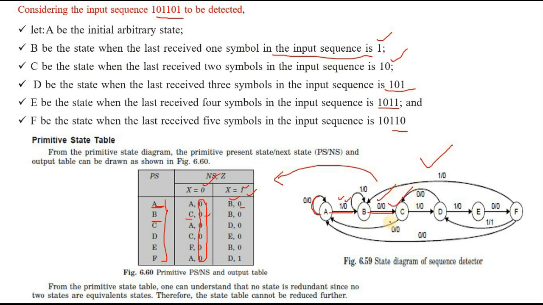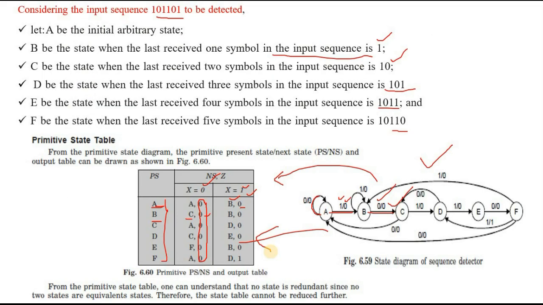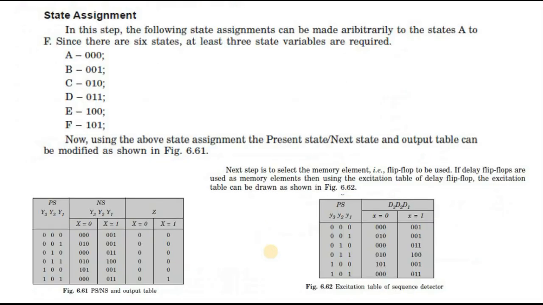I have decoded the entire table from the state diagram. There are no redundant or repeated states here. Once you have done this, what I have to do is A, B, C, D, E, F. How many bits are there? 6 states, so this is a 3-bit number.